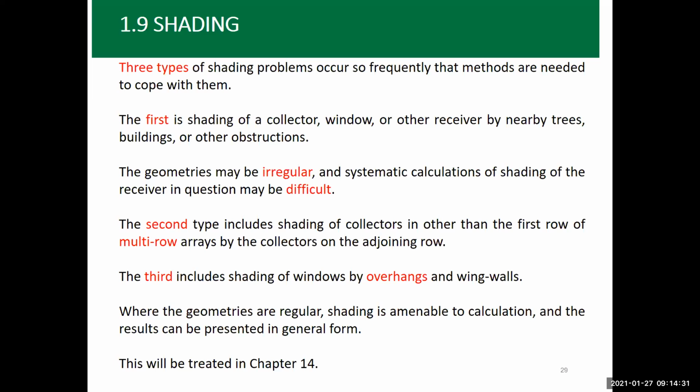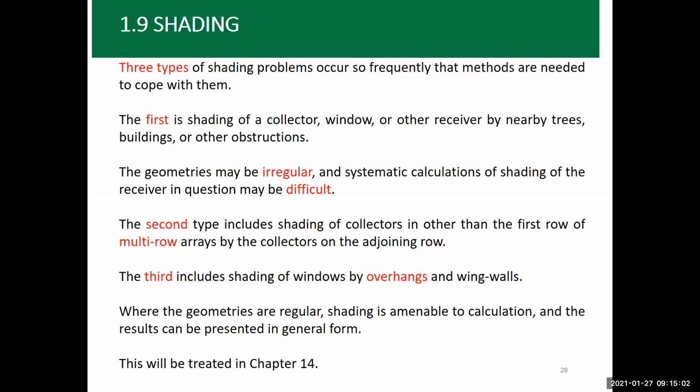Sometimes shading becomes a problem that arises in the installation. If you are using a large number of solar collectors, they are going to be placed in rows. The distance between the rows should be determined accurately so that you can avoid one row shading the others. Definitely the first row will not be shaded, but the second row, third row or so might be shaded.